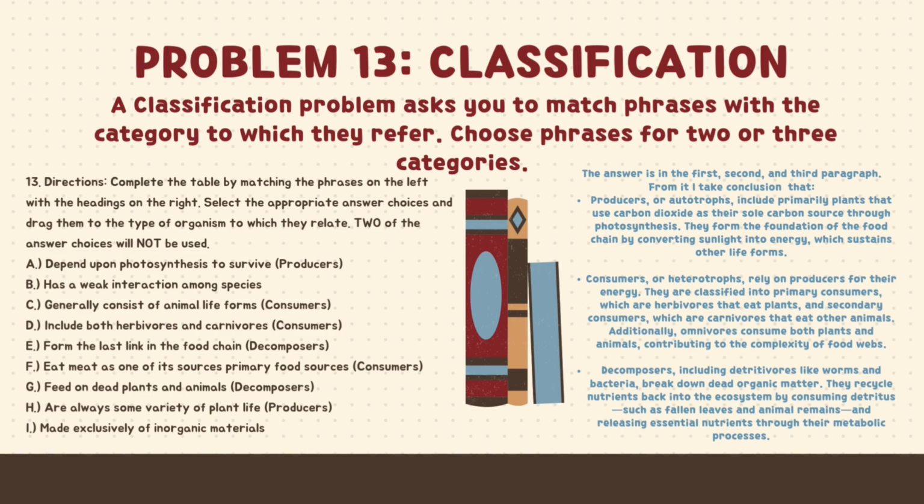The answers to this problem are in the first, second, and third paragraphs. From them, I conclude that producers, or autotrophs, include primarily plants that use carbon dioxide as their sole carbon source through photosynthesis. They form the foundation of the food chain by converting sunlight into energy, which sustains other life forms.